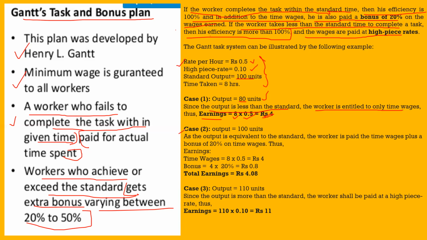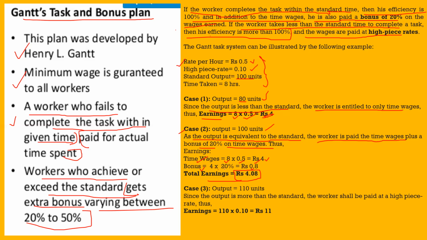In case 2, output is 100 units. Obviously, he reached the standard output. As the output is equivalent to the standard, the worker is paid the time wages plus a bonus of 20% on time wages. How does it work? See, time wages is 8 hours. Rate per hour is 0.5, which is equal to 4 rupees. Bonus is 20% of that specific 4 rupees he has earned, which is 0.8. Total earnings is 4.8.